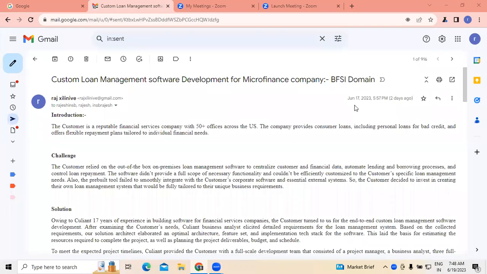Hi, welcome to Rajanne. In today's session, I'm going to explain a case study relating to customer loan management software for an organization in microfinance.